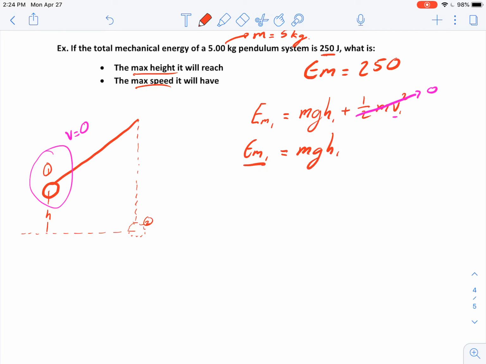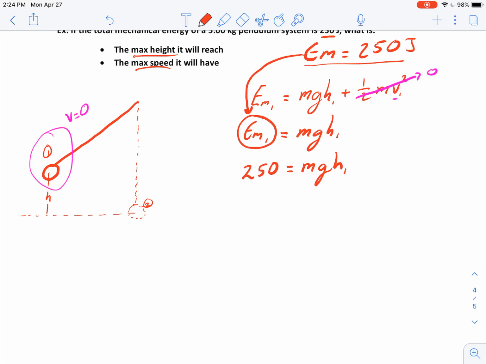Now the second thing is we don't have EM1 and we don't have h1, so we can't solve for this question yet. But recall that the total mechanical energy of the pendulum system has been given to us. EM is equal to 250 joules. EM is equal to the same thing at every point of the pendulum. So this can be replaced by this. 250 equals mgh1. Now we can solve for h by dividing by mg.